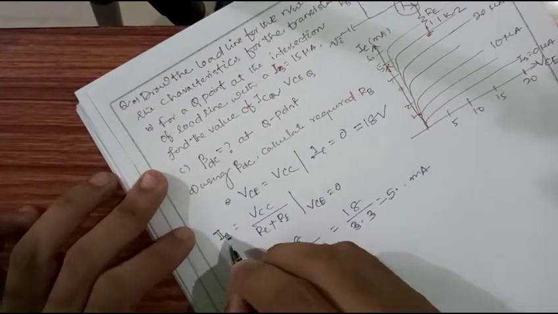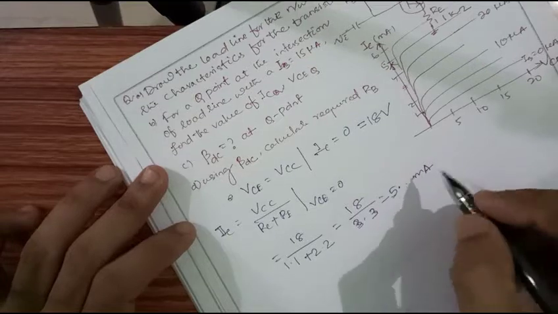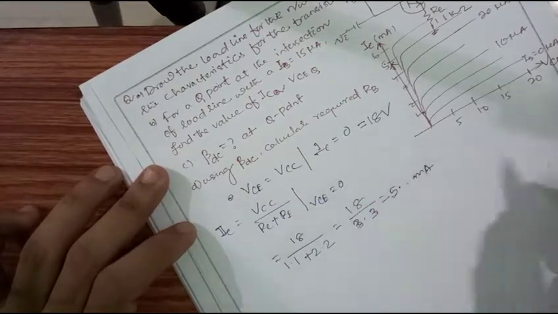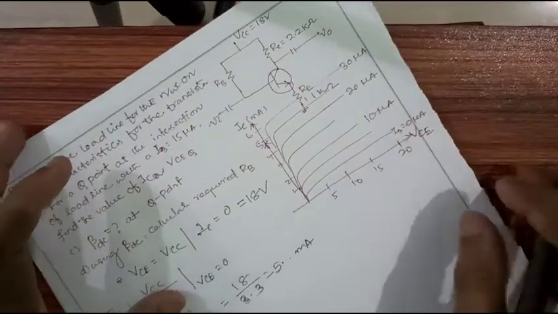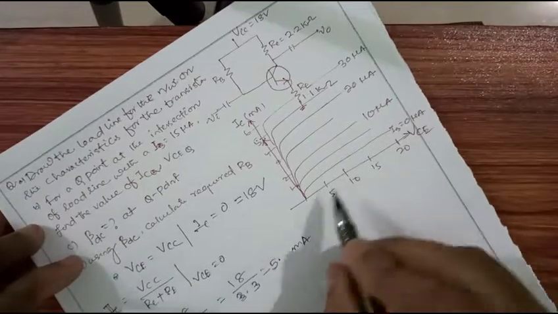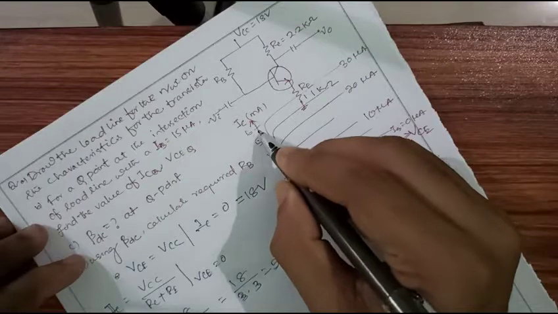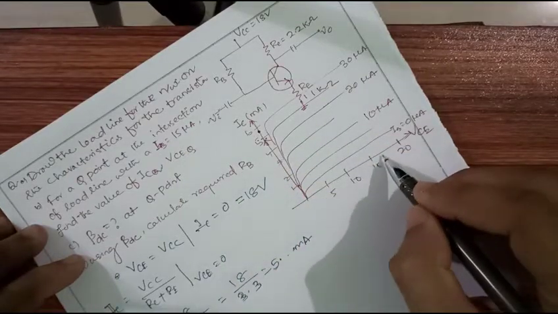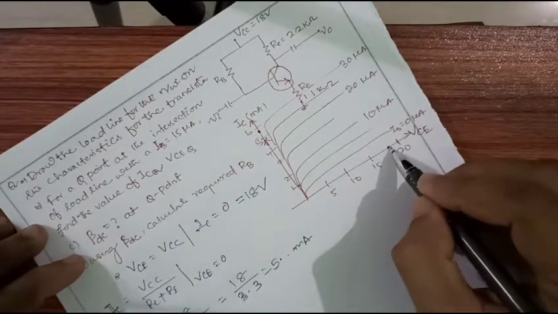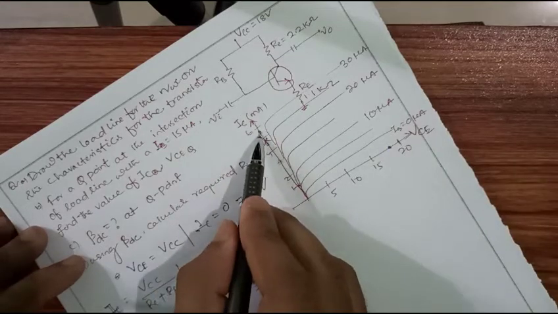You have to see that the IC value we found is 5 point something milliampere, and the VCE value is 18 volt. So in the characteristic graph I will mark a current of 5 point something milliampere, somewhere between 5 and 6, and a voltage of 18 volt, somewhere between 15 and 20. Once I find these two values, I will join them.